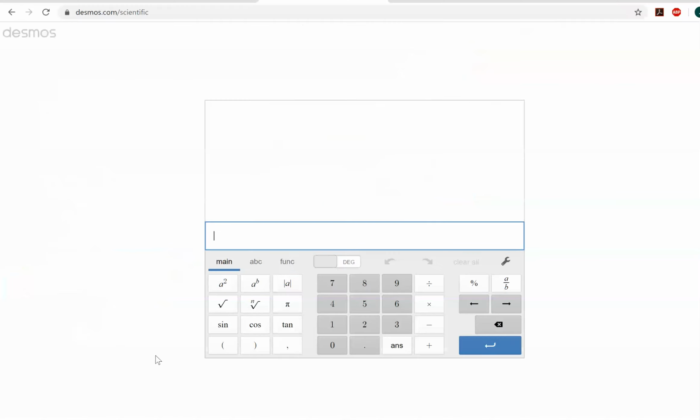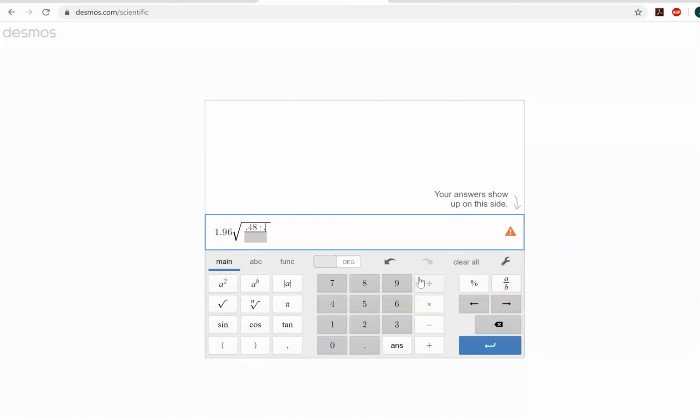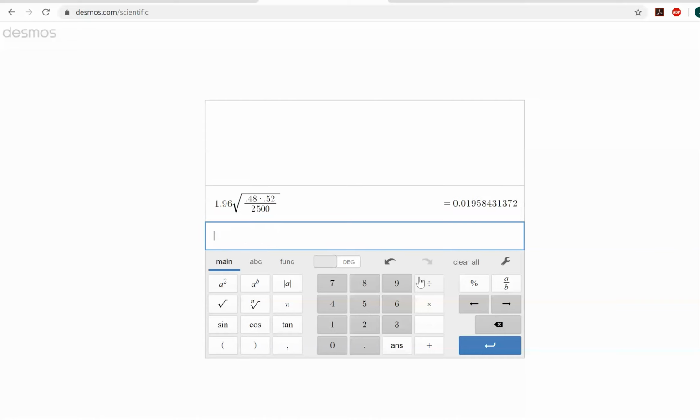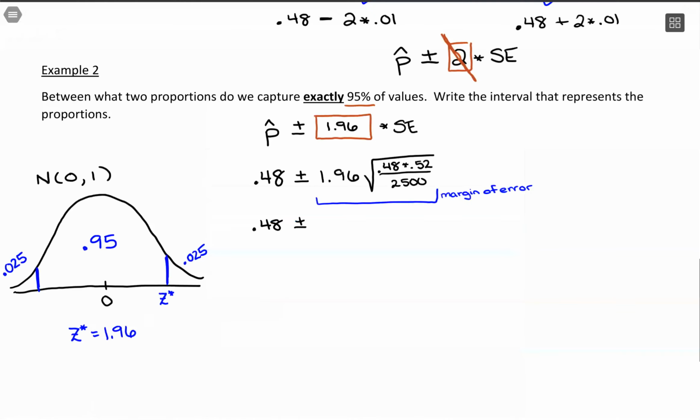In Desmos, you'll take 1.96, grab a square root, you can set up your fraction in there, and go 0.48 times 0.52 divided by 2500. So with that, we get 0.0196. Then we could see the margin of error that we're working with.